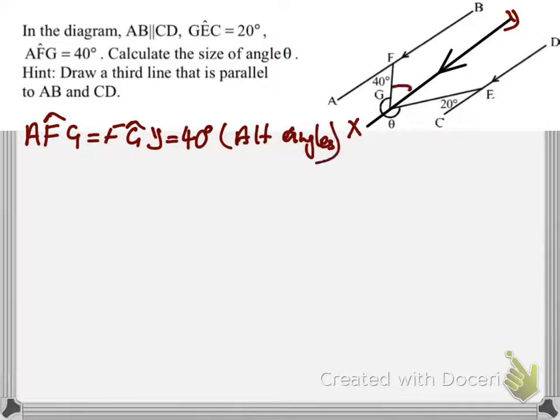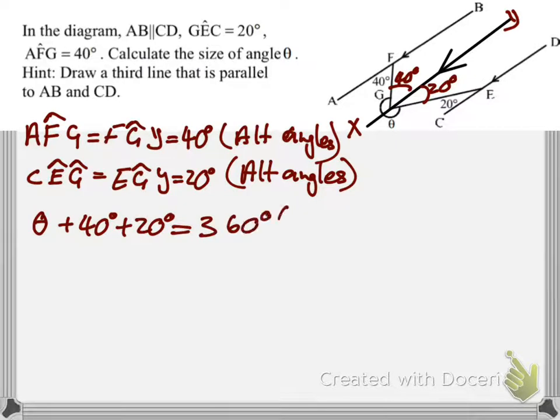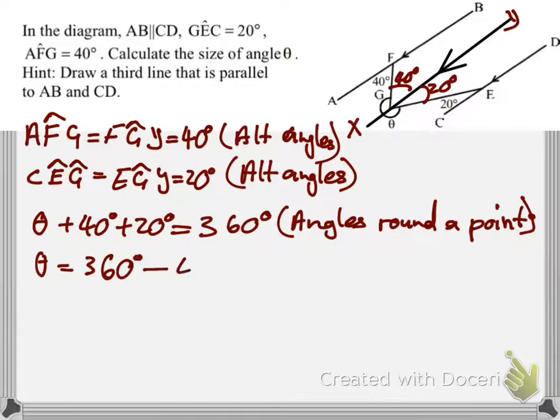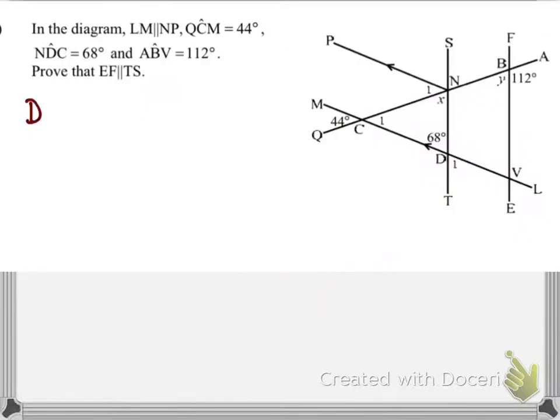The reason being that they are alternate angles, so I put my 40 degrees there, and then I say angle CEG will be equal to angle EGY, which are both equal to 20 degrees because they are alternate angles again. So that is my 20 degrees. Now to figure out theta, I say theta plus 40 degrees plus 20 degrees should be equal to 360 degrees because these are angles around a point, which is a complete revolution. So now I solve for theta, which is 360 minus 40 degrees minus 20 degrees, which is 300 degrees. So my theta is solved. It's 300 degrees.